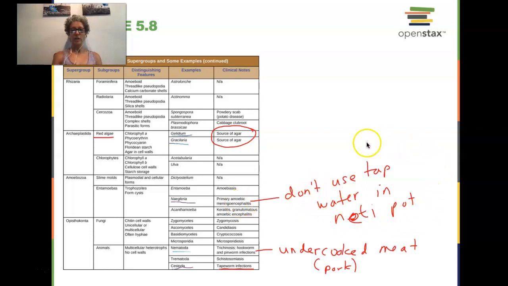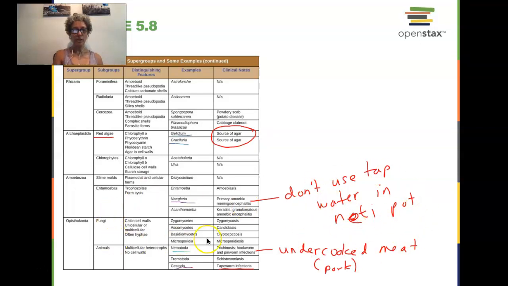And I put this out here. Don't use tap water in your neti pot. If you don't know, a neti pot looks sort of like a genie lamp, but it is used to irrigate sinuses. It can be a very effective tool to help flush out pollen and other irritants that are in the nasal passages and the sinuses, but it's very important that the water is sterilized before you add the salt to it to create a saline solution to irrigate the sinuses.